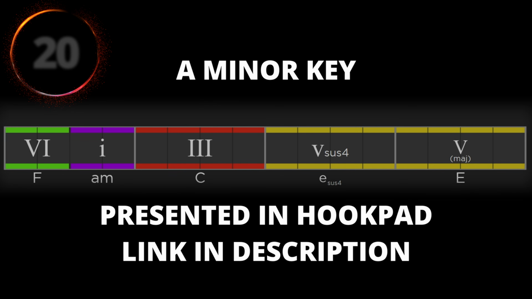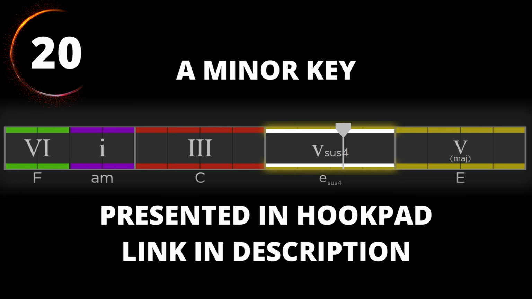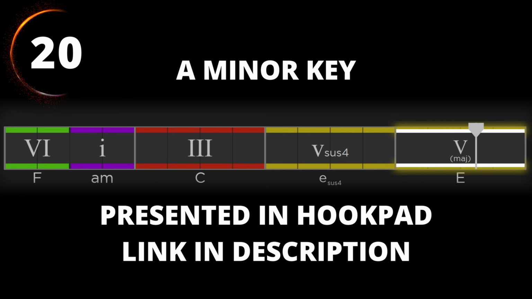A look at some minor key progressions now, starting with 20 and 6, 1, 3, 5 sus4, major 5. In minor keys, it's common to use the major 5 chord borrowed from the parallel major key. In this example, using the 5 sus4 chord provides a pleasing step down to the major 5 chord. You can find this example in Wrecking Ball by Miley Cyrus.